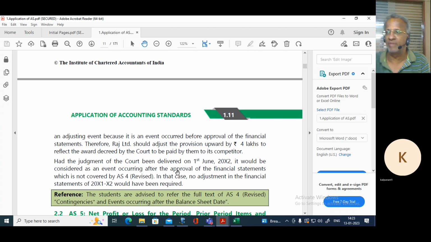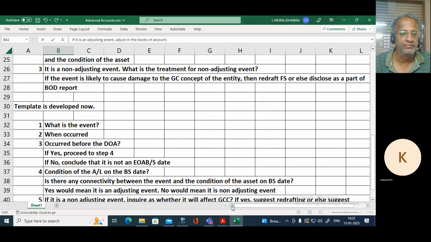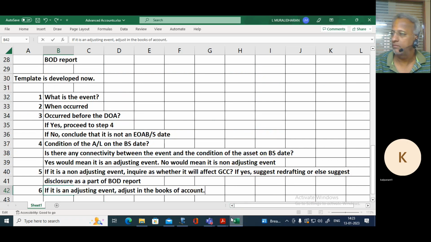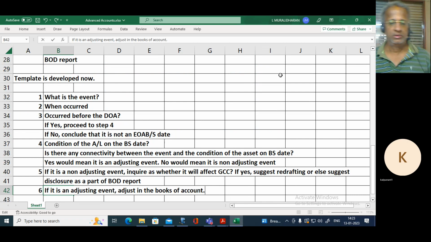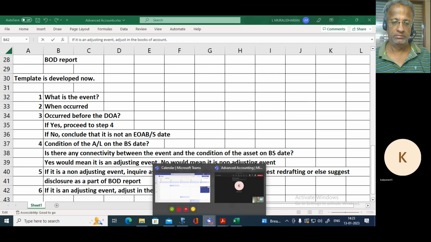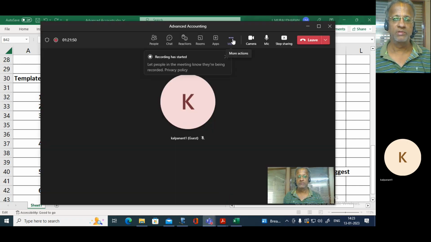Any number of problems, template is there. Have you made note of the template? All 6 steps you noted. Matter over. So we will stop at this moment.